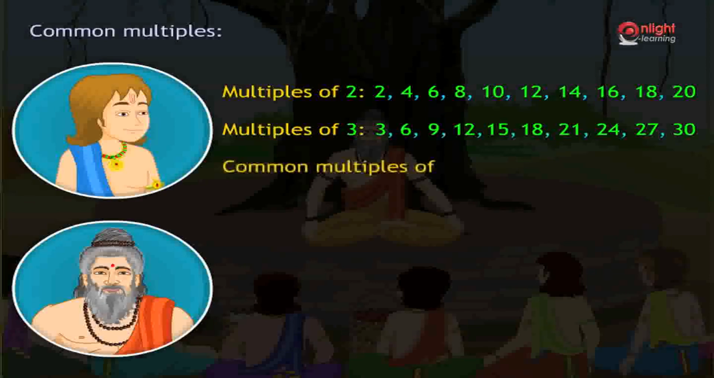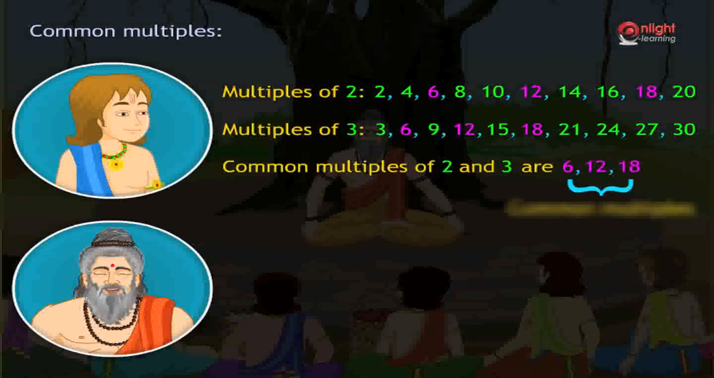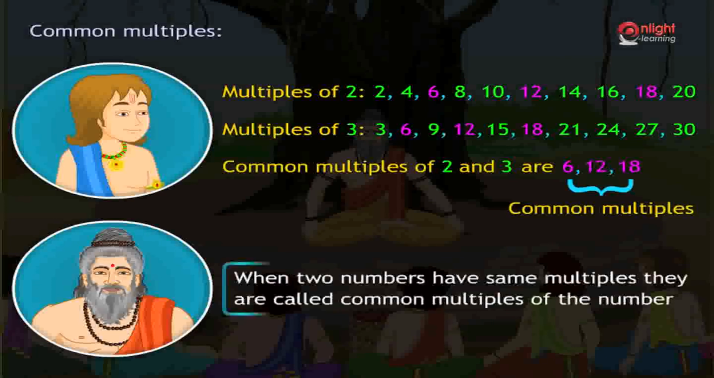Now look at both the multiples of 2 and 3. What do you notice? We see that some numbers are common in both of them. They are 6, 12 and 18. Such multiples are called common multiples. When two numbers have same multiples, they are called common multiples of the number.